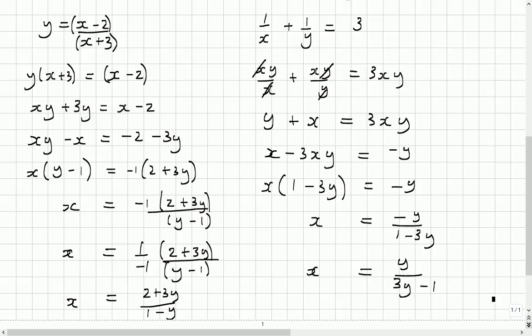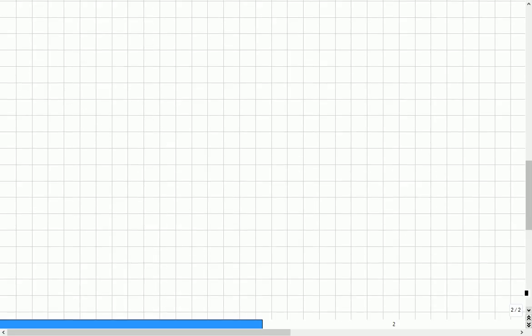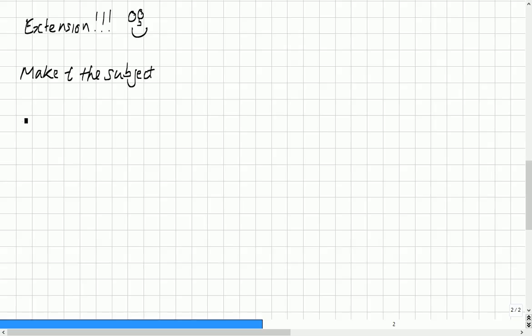Okay, now then, some extension questions for people who are feeling a little bit brave and feeling confident. Let's write extension on there for people. Okay, so first extension question. Make t the subject of this formula. t plus a over t plus b equals t plus c over t plus d.